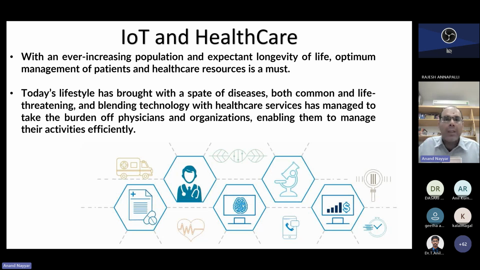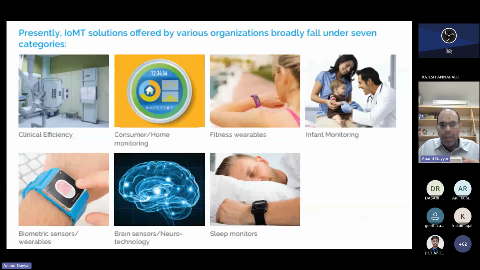So that is where we can say that if we have the next level of COVID disease, which I hope there should not be, I believe in God, but if there is, then we are ready with this type of technology. So in terms of IoMT solutions, you can see that we have clinical efficiency, consumer home monitoring, fitness variables, infant monitoring, biometric sensors, brain sensors, sleep monitors.